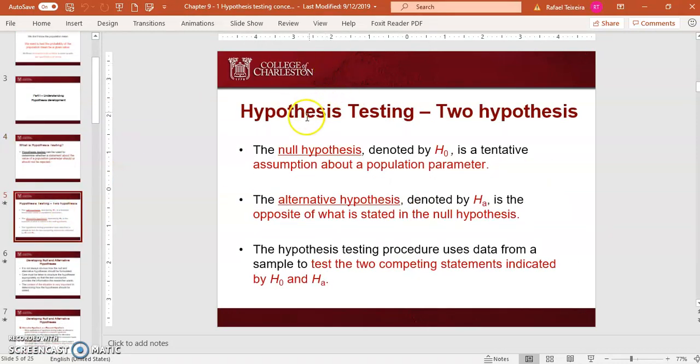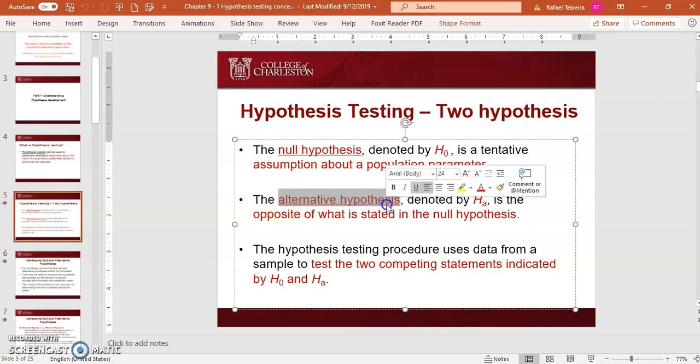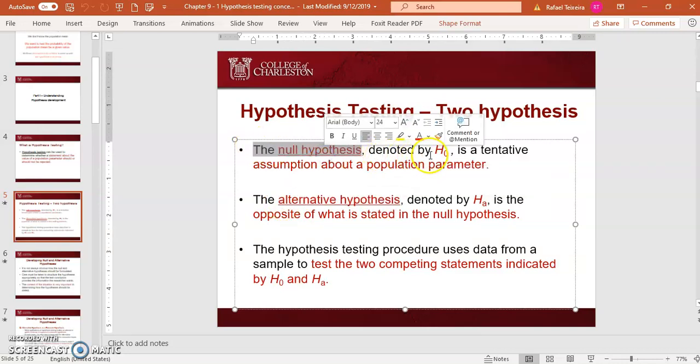Okay. Now let me talk about terminology. That's very important that you understand the terminology because many problems have this terminology. The null and the alternative hypothesis. The null hypothesis is denoted by H0, and the alternative hypothesis is denoted by HA or H1. Okay? So the null hypothesis is a tentative assumption about a population parameter. That's something that we believe it is.